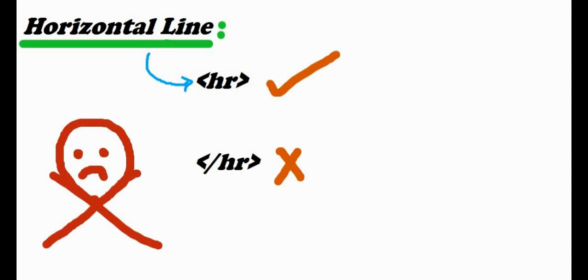Coming next to the horizontal line. A horizontal line is defined through the HR tag. They are also called horizontal rows in HTML. It acts as a break between two contents of a paragraph. Remember one thing, horizontal rows or HR tags can have the starting tag but they don't have a closing tag.